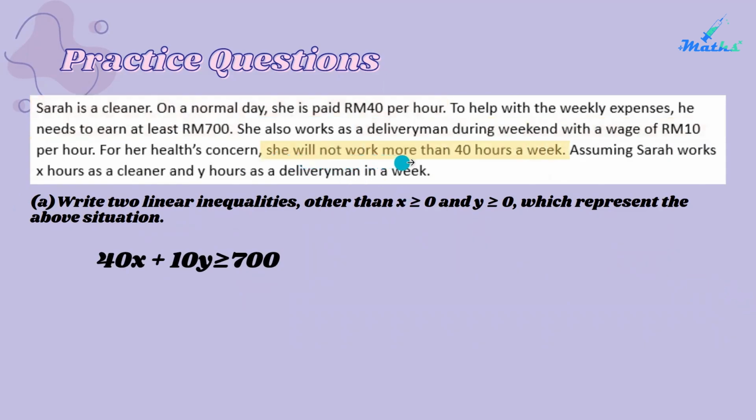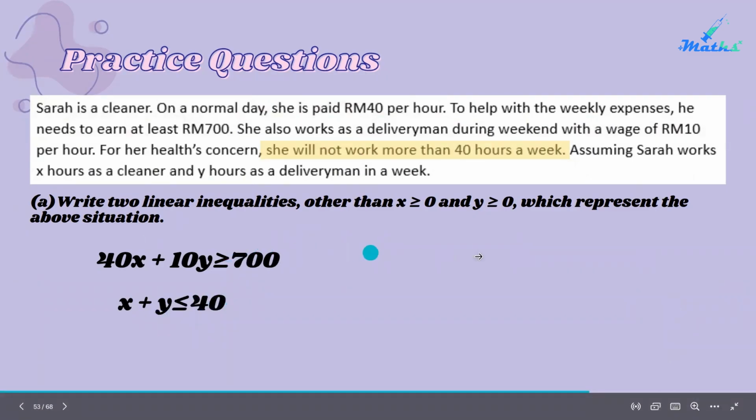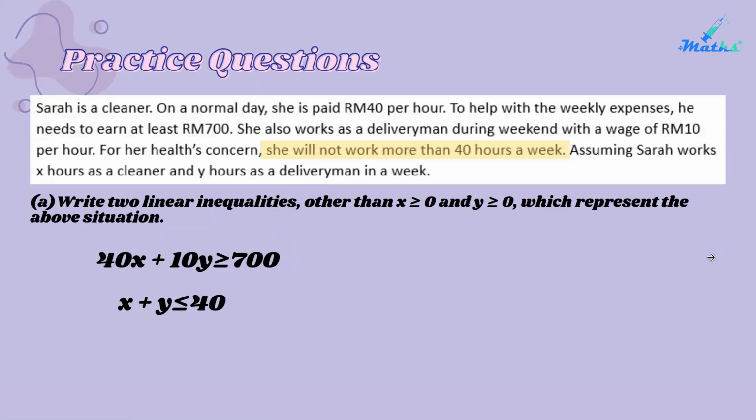she will not work more than 40 hours a week. So she will not work more than, so it should be less than or equal to 40. And for the left side, it should be x plus y, since it's the hours. So the answer should be x plus y less than or equal to 40. So these are the two linear inequalities.